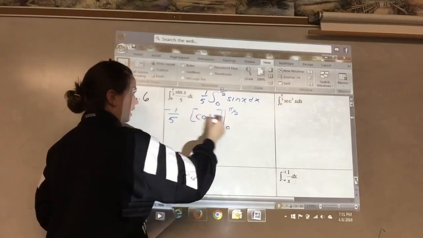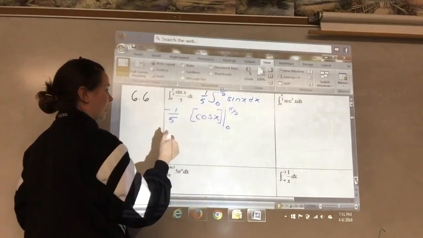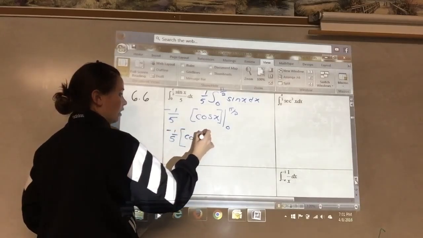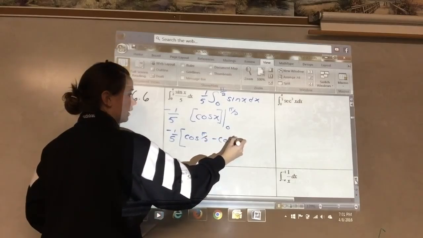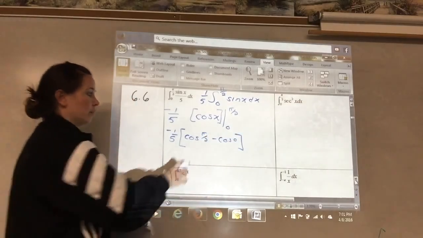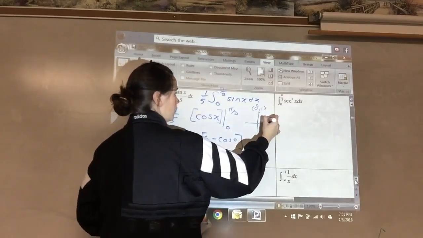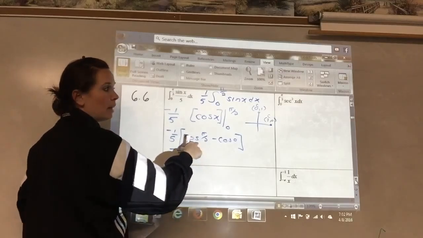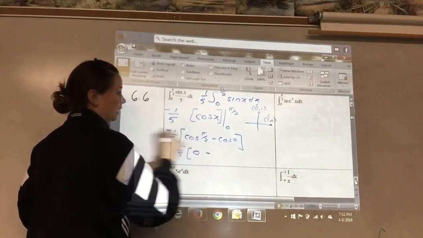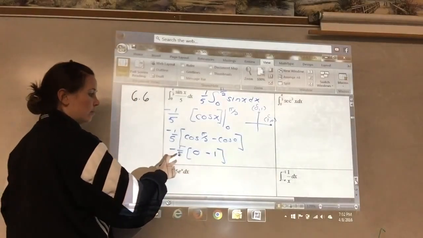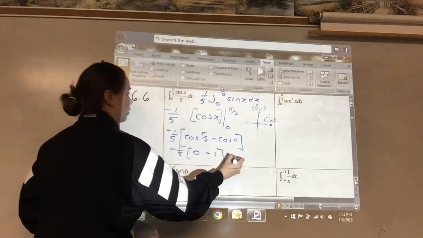Okay, so we can maybe even do that. So you can see that this is only applying to that cosine of x. Keep this guy out here. Okay, the cosine of pi over 2 minus the cosine of 0. And now we're going to have to figure out what's the cosine of pi over 2. So pi over 2 is right here. And we're going to need 0, so I'll do that now too. Okay, so we have negative 1/5 times the cosine of pi over 2, which would be 0, minus the cosine of 0, which would be 1. And so in the end, I'll be multiplying negative 1/5 times negative 1, and I will get positive 1/5.